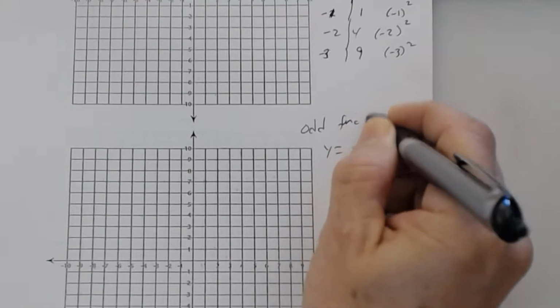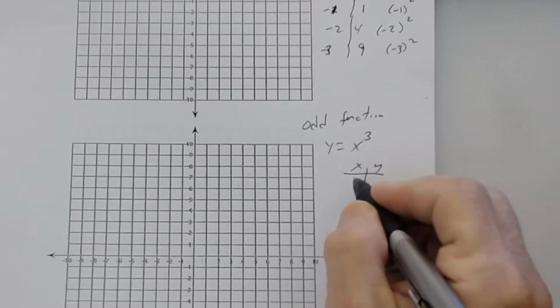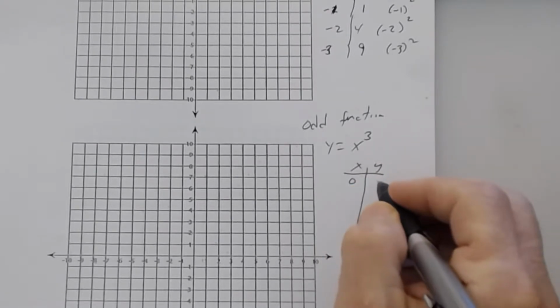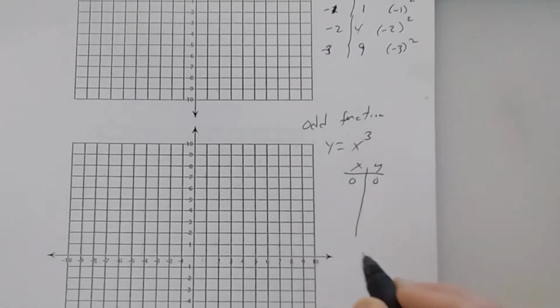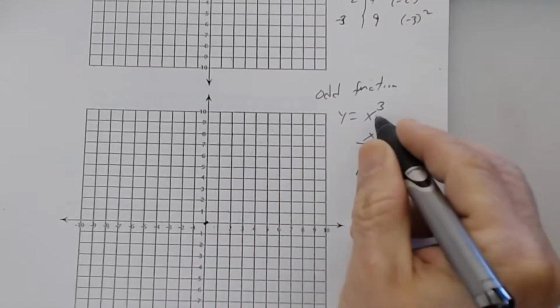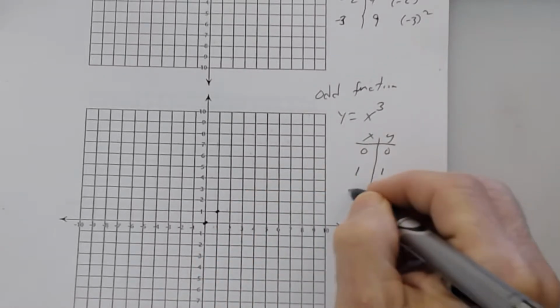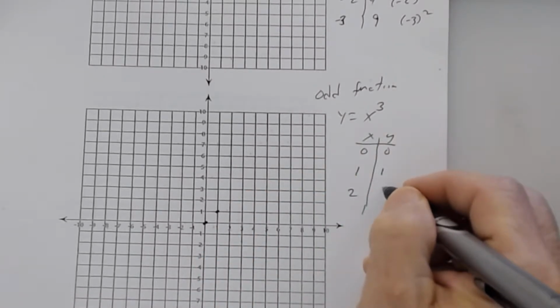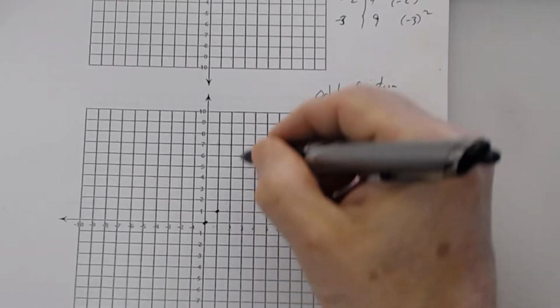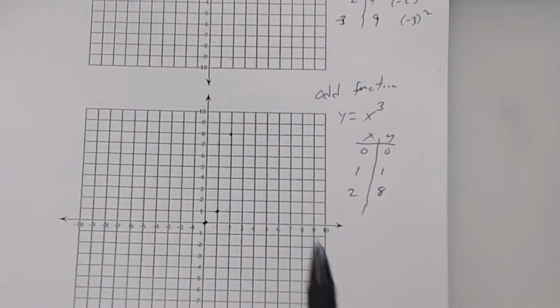I'm going to draw a t-table. Use a t-table. If x is 0, what's 0 cubed? 0. So I plot the point (0, 0). If x is 1, what's 1 cubed? 1. So I plot the point (1, 1). If x is 2, what's 2 cubed? 8. So I plot the point (2, 8). And that's about all I can do. If you do 3, y is going to be 27. I don't have that y value of 27 here.